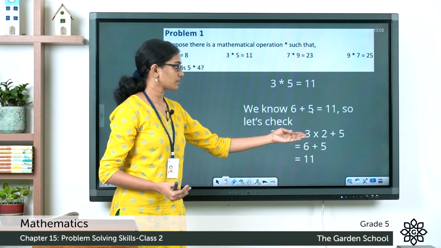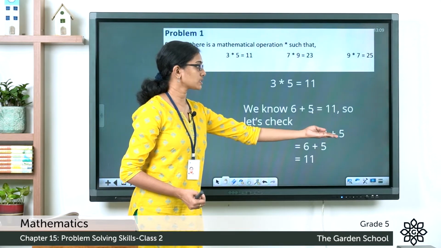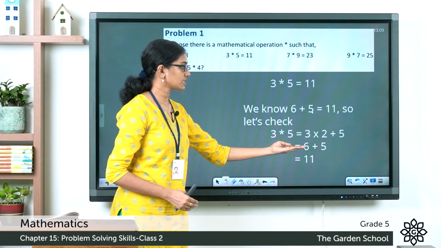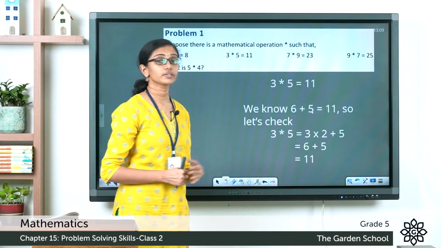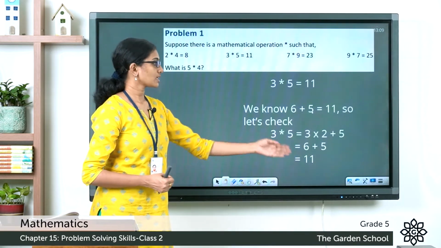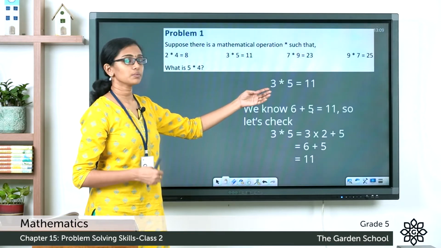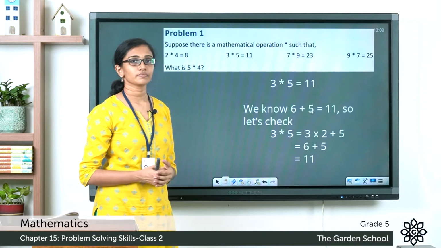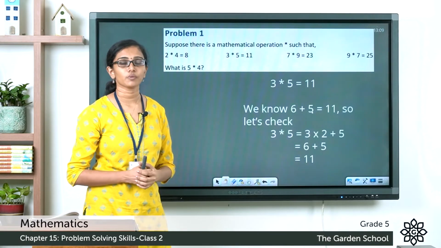Let's check if it can be written like this. 3 symbol 5 is equal to 3 into 2 plus 5. That is 6 plus 5. 3 gets multiplied by 2 to give you 6, and add 5 to that and you get 11. So that makes sense. Here this 3 was multiplied by 2 and it was added with 5 to get 11. So let's see if this symbol here means this kind of operation.